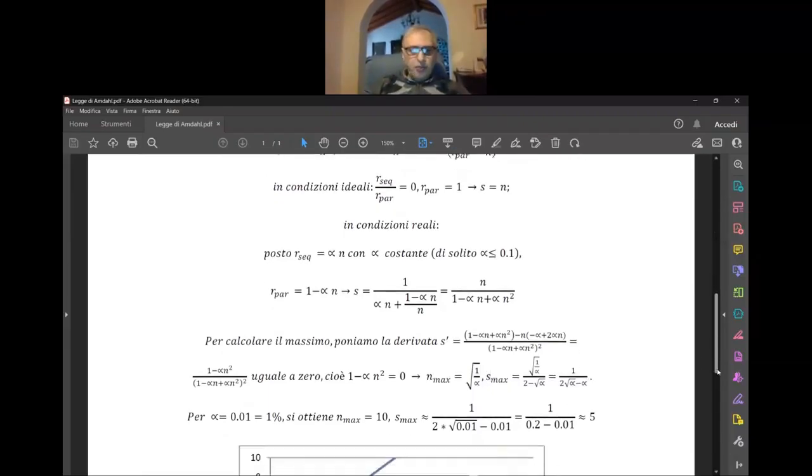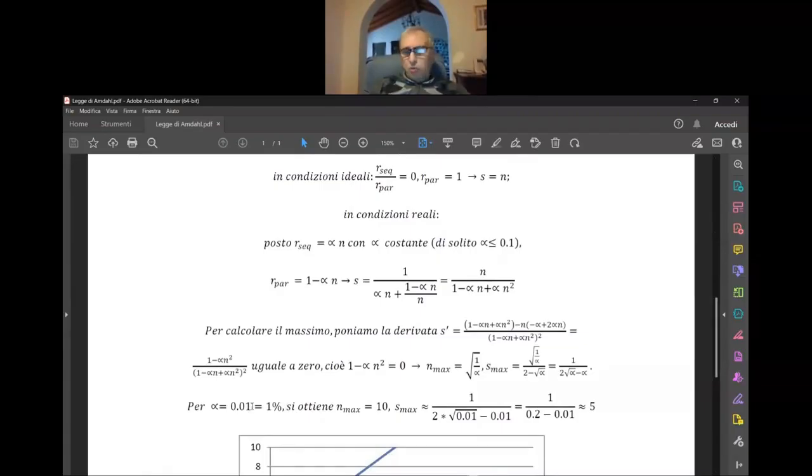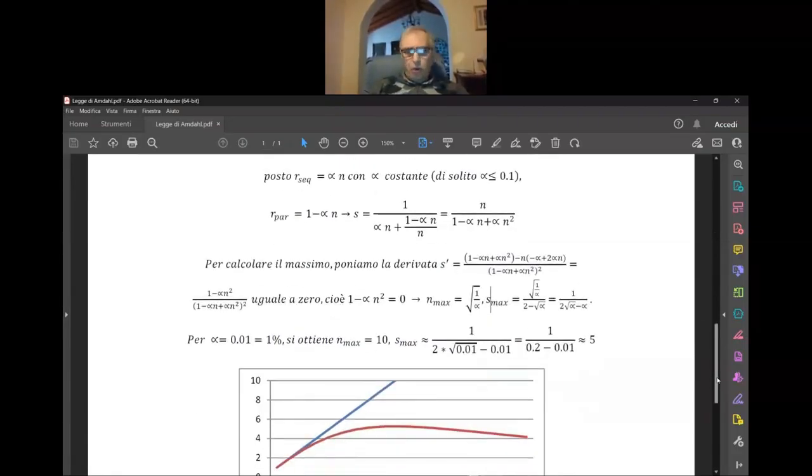Let's see what happens. If we assume that alpha is 1/100th, that is, it takes 1/100th of the time to start the whole system of actually a single processor compared to the total computation time, we find that the maximum value is obtained with 10 processors. However, the maximum value is not as high as we expected, equal to about 5. Just substitute alpha into these formulas obtained for n maximum, and you can see that the maximum speedup value is 5, not 10. So here is a graph that helps us understand this trend a bit.